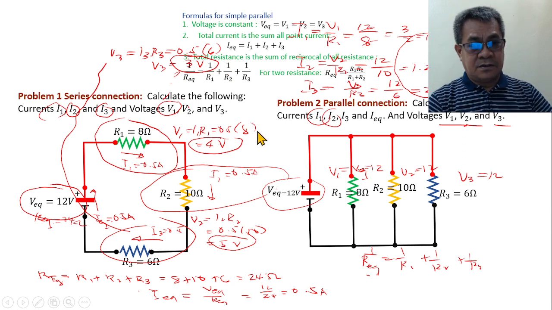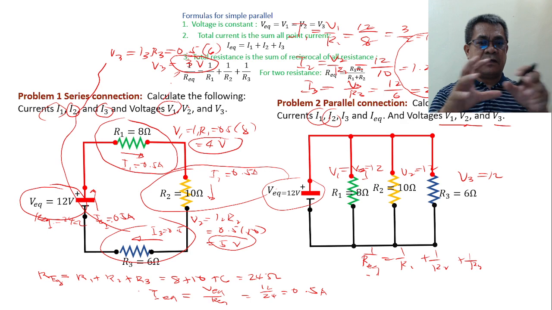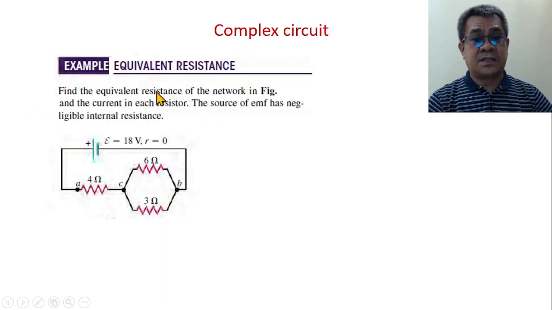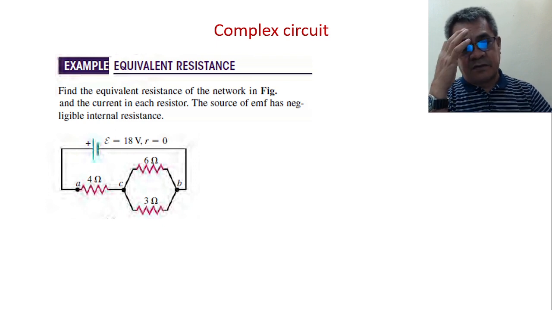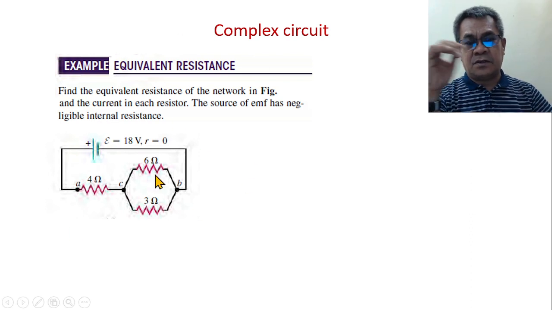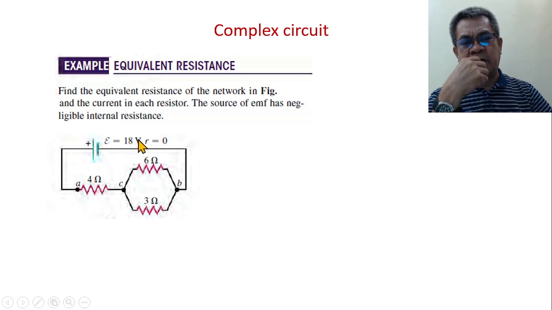Okay, so these are the problems in what? In series and parallel. What will happen if both connections are present within the circuit? And we call that a complex circuit. So we have this one problem for complex, and this is taken from the book of Young and Friedman, University Physics, 14th edition. So we have here the EMF of 18 volts as a source, and the internal resistance is 0, meaning approximately 0.